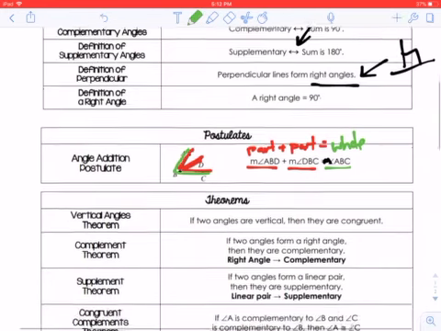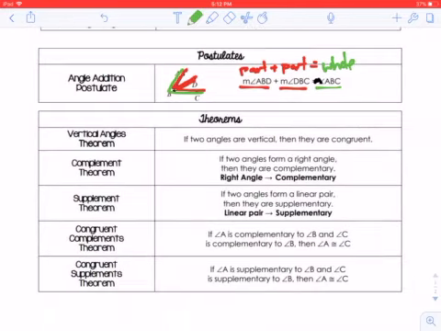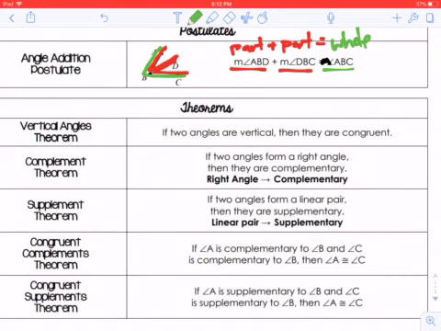Let's keep going on. We finally have some theorems. We hadn't had anything yet that we called a theorem. So let's look at these theorems. The first one is vertical angles.